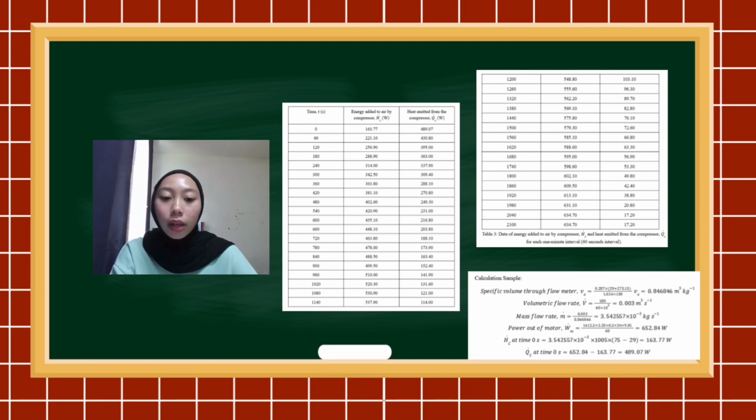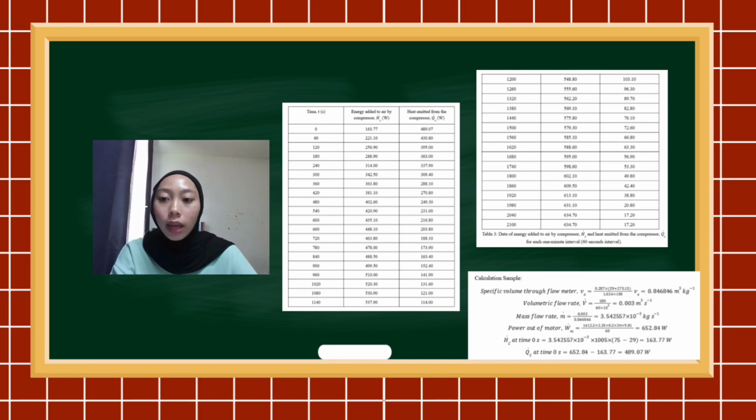So moving on to Table 3, which shows the energy added to the air by the compressor and the heat emitted from the compressor, QC, over time. At the very beginning, at 0 seconds, the energy added to the air is 163.77 watts, while the heat emitted is significantly higher at 489.07 watts. This indicates that initially a large portion of the input energy is lost as heat to the surroundings.